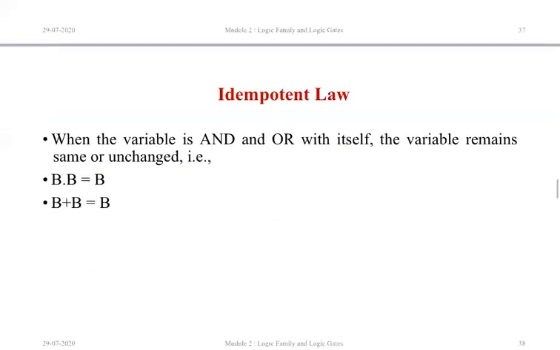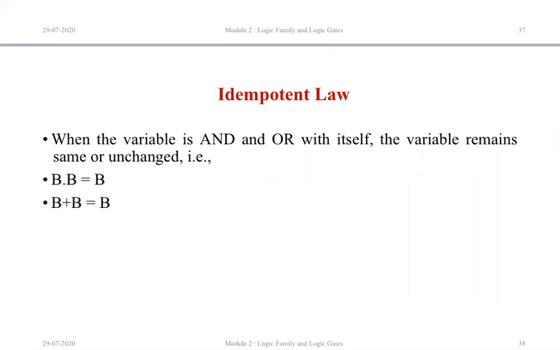Then the third law is called the idempotent law. Now the idempotent law is when the variable is ANDed with itself. b dot b, it is not b square. b dot b is b. And b plus b is b. All of this you will require when you are reducing any expression. So b dot b is not b square. b dot b will give me b. And b plus b also will give me b.